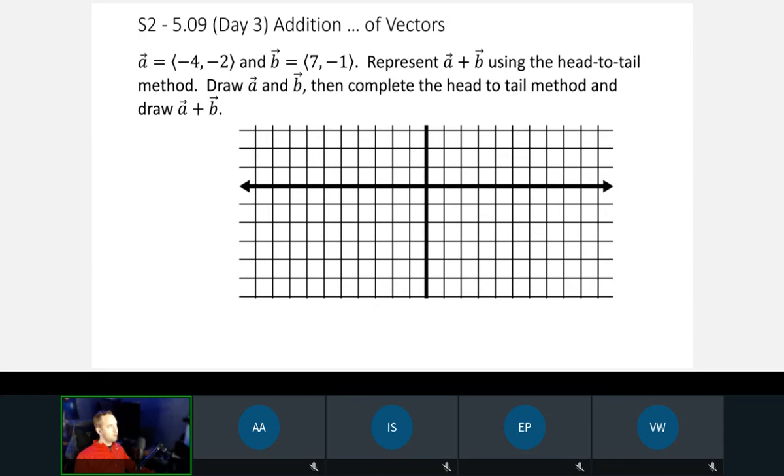All right, slide 43. We have vector A = <-4, -2> and vector B = <7, -1>. It says represent vector A plus vector B using the head to tail method. Draw vector A and B, then complete the head to tail method and draw vector A plus vector B.